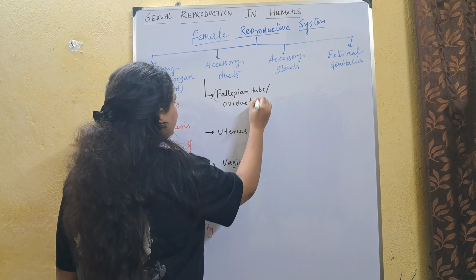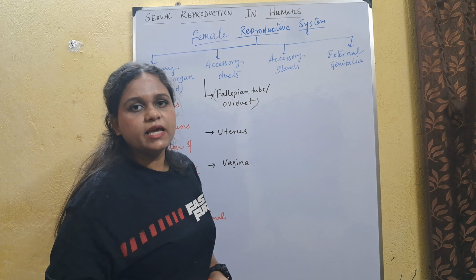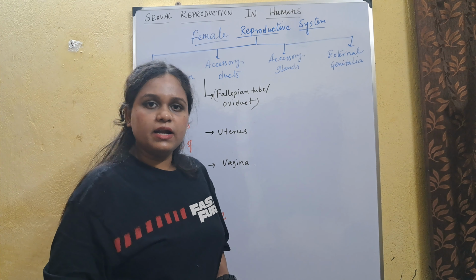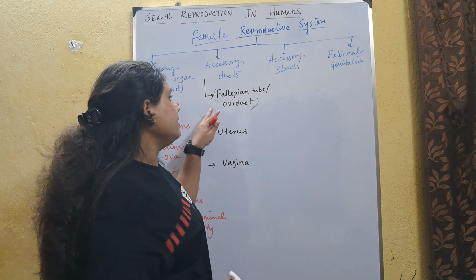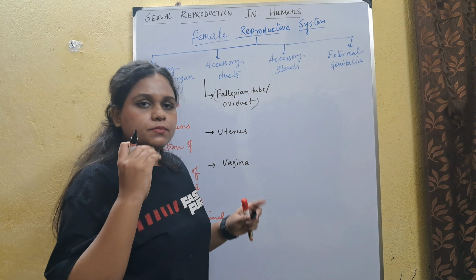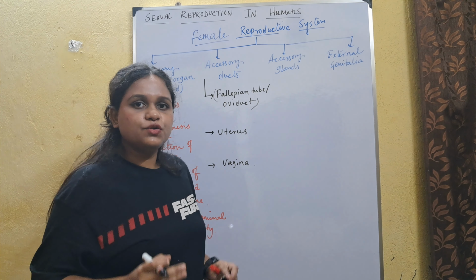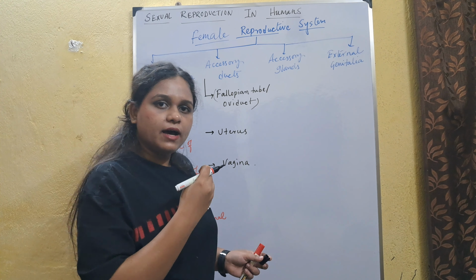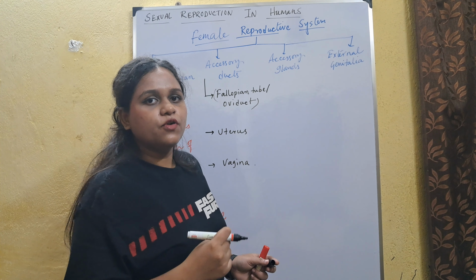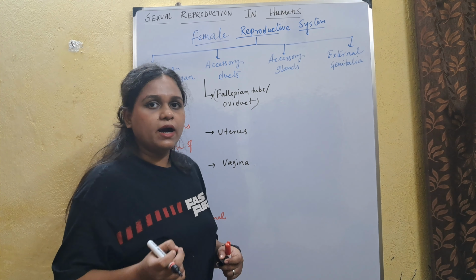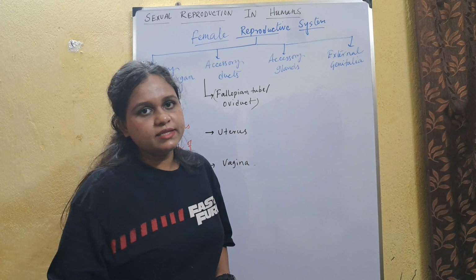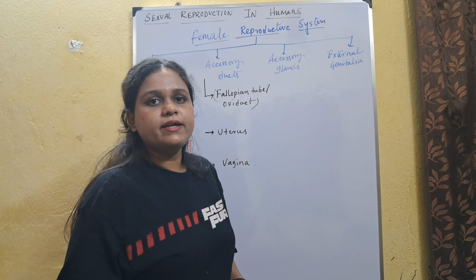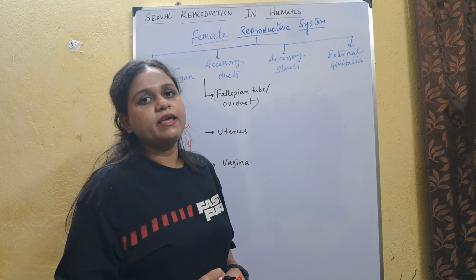The fallopian tube or oviduct has three main parts. One is the infundibulum, another one is the ampulla, and the third one is the isthmus. The infundibulum is the structure nearer to the ovary, and the transfer of the ovum from the ovary to the fallopian tube occurs through this part. In the ampulla, fertilization occurs, and the isthmus is the connector between the fallopian tube and the uterus.